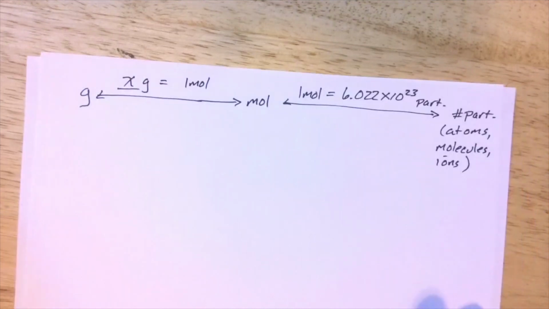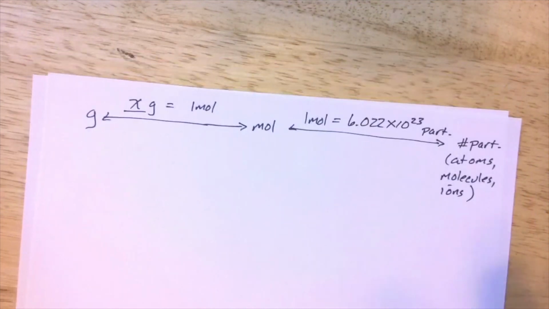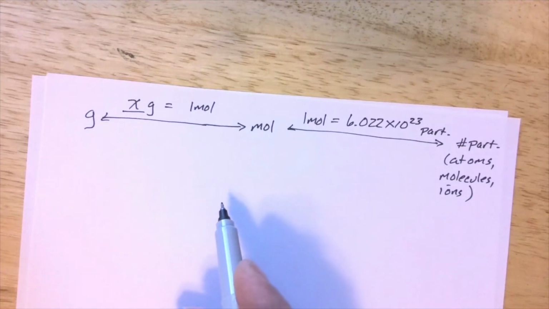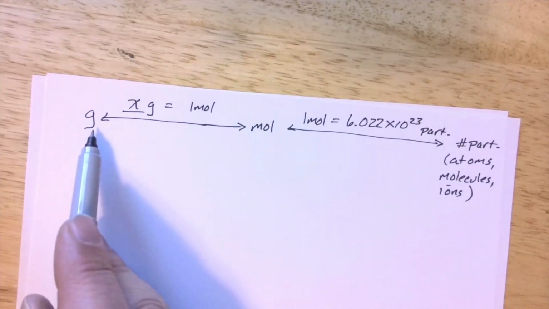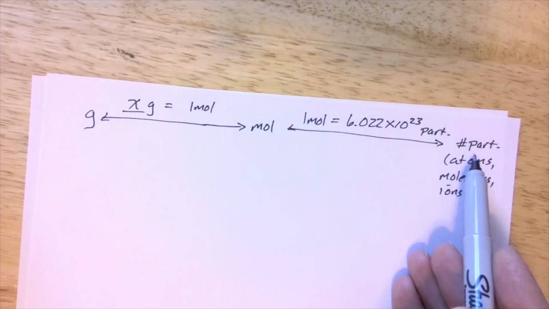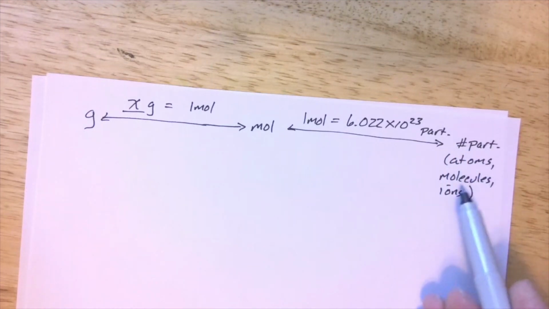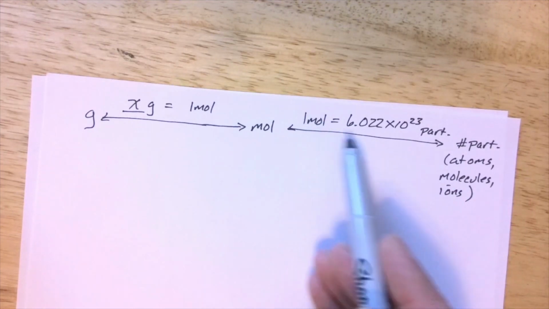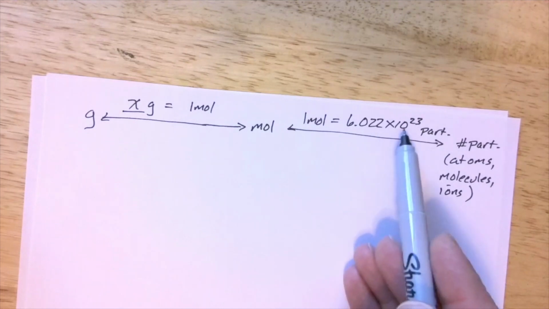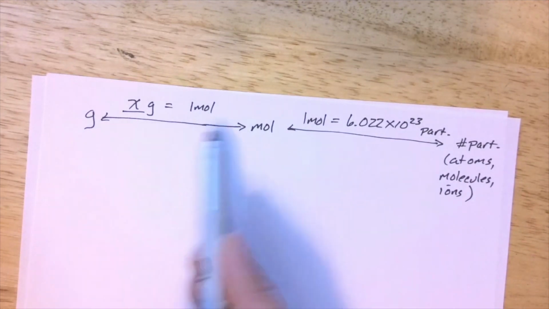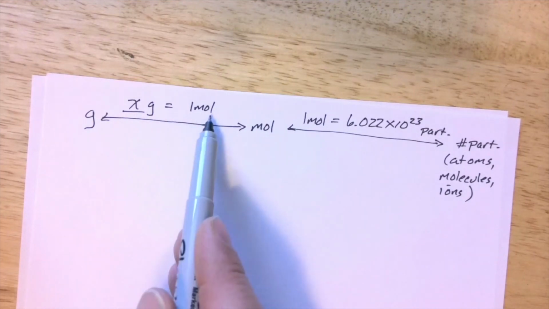All right, let's work out the first problem. The first thing I would recommend doing, and not so much a recommendation, just do it, because this will save you a lot of issues later on, is to write this out at the top of your paper: grams, moles, number of particles. The particles could be atoms, molecules, or ions. Then at the top, 1 mole is equal to 6.022 times 10 to the 23rd particles. And in between, we're going to put X number of grams is equal to 1 mole.